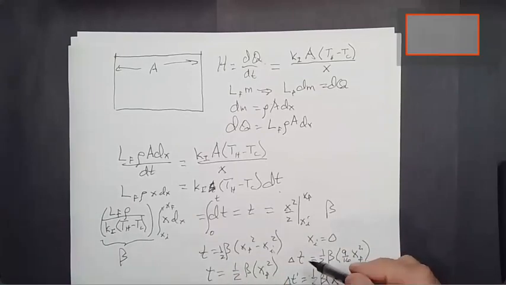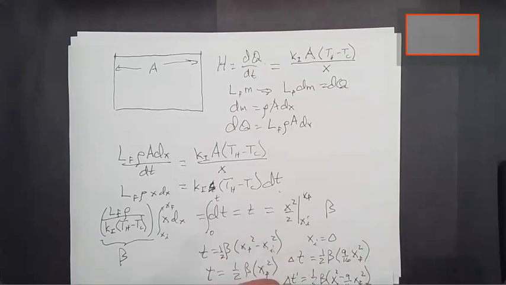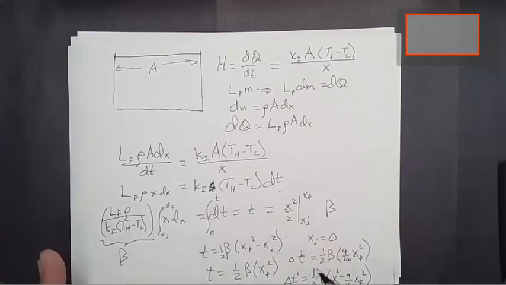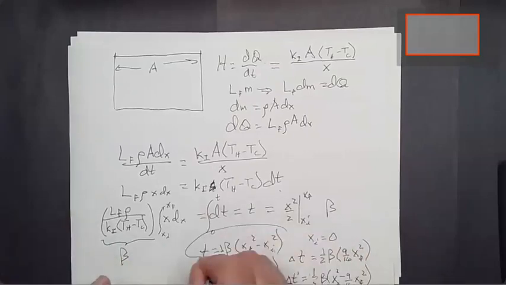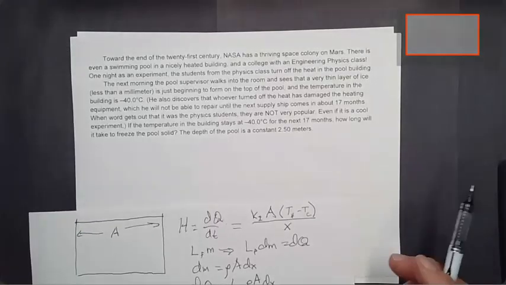This delta T was going from 0 to 3/4 x final. This one's going from 3/4 x final to x final. If I add these times together, I've got a 1/2 beta out front, these two terms divide out, and I'd get just plain 1/2 beta x final squared. So once you have this expression, you can use it for all sorts of different intervals. All you have to change is what the x initial is and what the x final is. So that's something that'll help you on here.